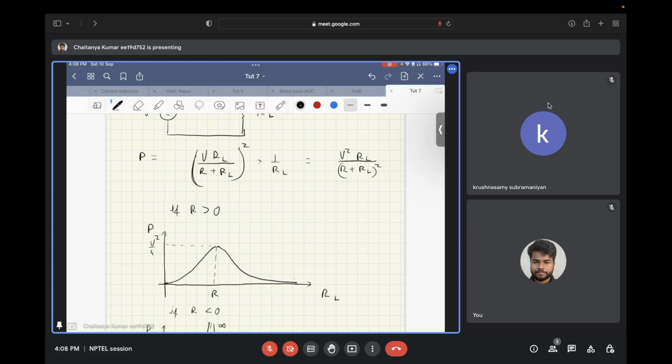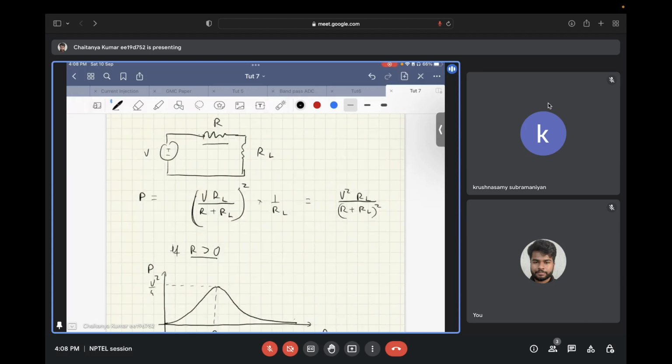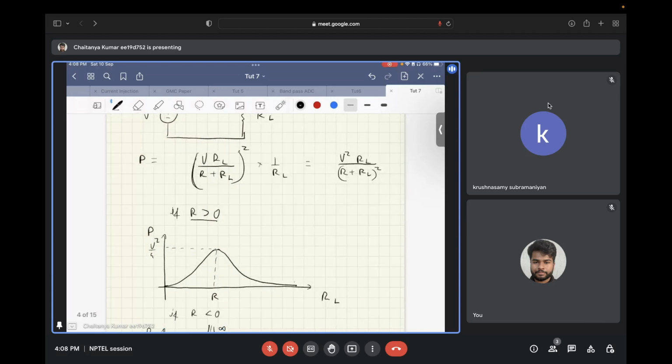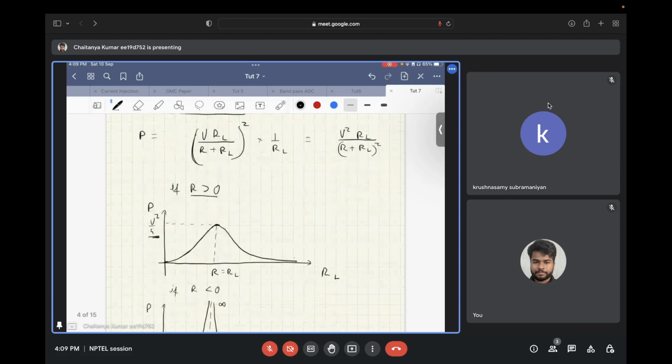Now, if we try to plot P across RL, when the source resistance is positive, we get an increasing function at first, then we have a maximum at RL equal to R, where the power transfer is V square by 4 and it is maximum, and then it drops down to 0 as RL tends to infinity.